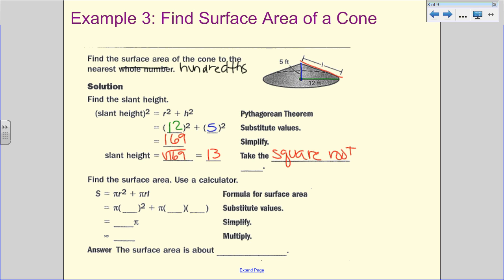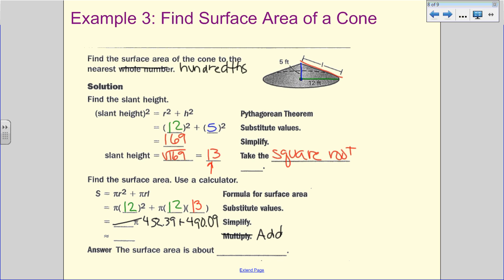So now we're going to use what we know. It's pi times radius squared. So our radius was 12. So we're going to do pi times 12 squared plus pi times radius, which is 12, times the slant height that we found here of 13. Now they're going to have you combine some like terms. Remember we said we're just going to type things into our calculator. So I'm going to do pi times 12 squared, which is 452.39, plus pi times 12 times 13, which is 490.09, and then we're going to add those together.